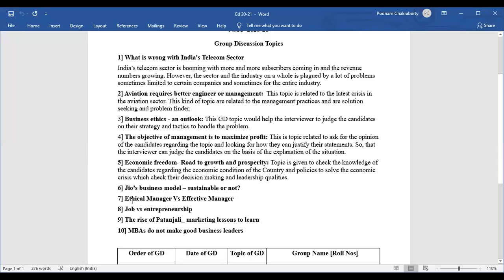You will get information from the internet nicely. Collect that information. 7, ethical manager versus effective manager. 8th one, job versus entrepreneurship. 9th, the rise of Patanjali, marketing lessons to learn. 10th, right now don't use it. That I will see later. So these are your topics.